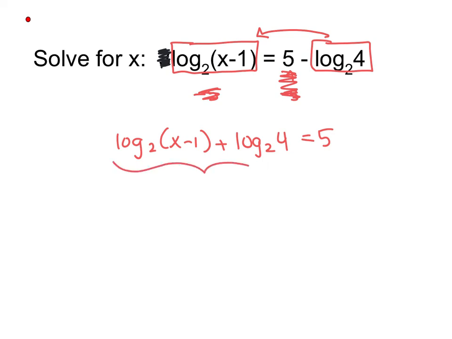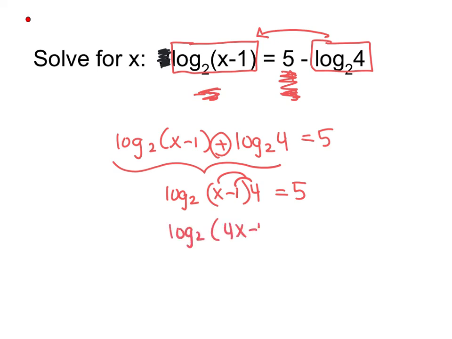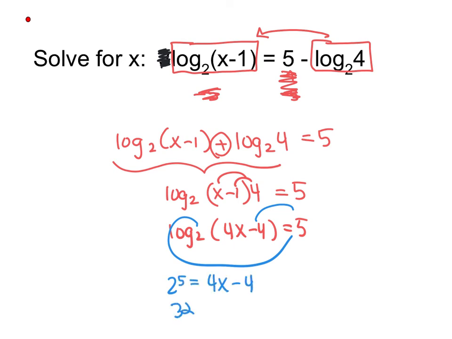Now that the logs are on the same side, we can condense this down into 1 log. And this has addition. Addition goes with multiplication. So now I have this. I'm going to distribute this 4 so this looks a little bit cleaner here. That gives me a 4x minus 4. And now this is down to 1 log, and once we get it down to 1 log, we can write this in exponential form as 2 to the 5th is equal to that. So 2 to the 5th is equal to 4x minus 4, or 32 is equal to 4x minus 4.